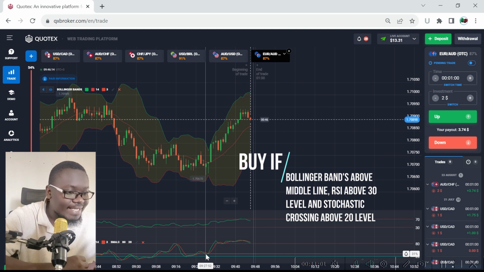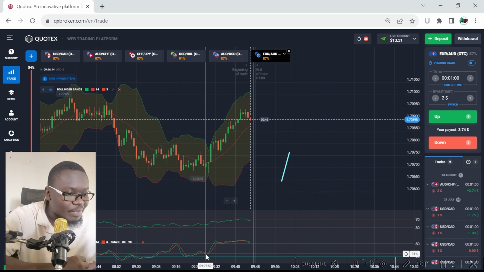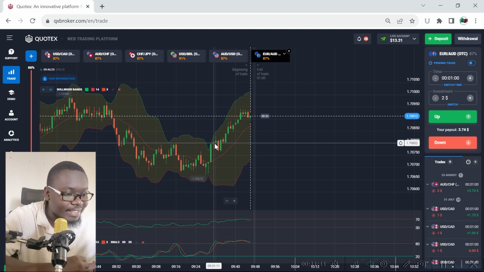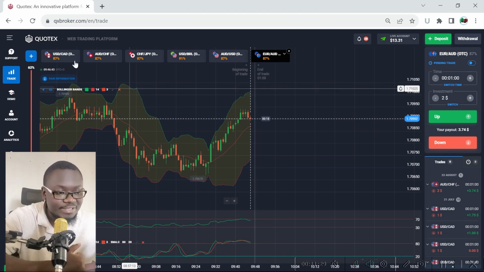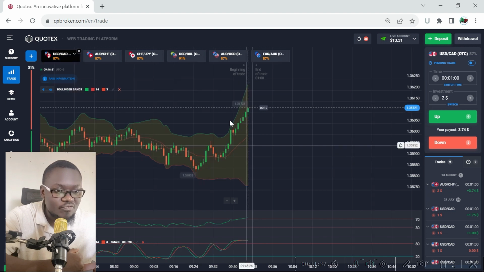If all that checks out, then if you open a trade here or here, then you are going to win on that. So we need to use the same principles in our trading today. We'll be using the Bollinger Bands to pick our signals, then use the RSI and the stochastic to confirm them. So we can move from one asset to the other in search of that.